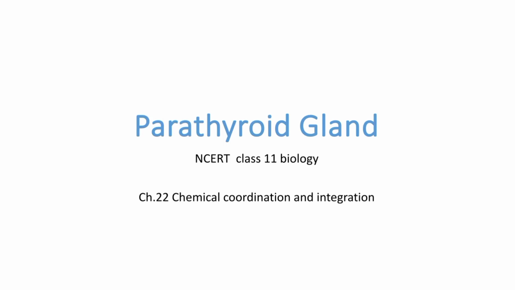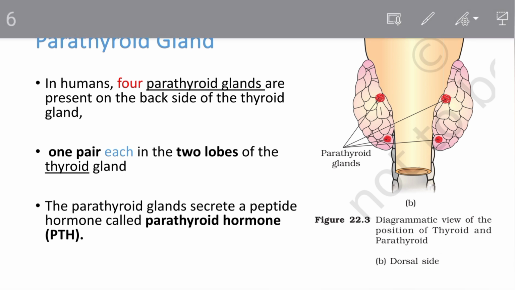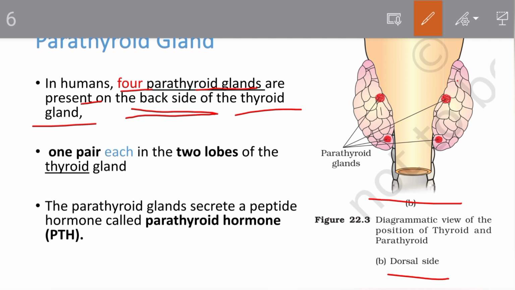Parathyroid gland. In humans, four parathyroid glands are present on the back side of the thyroid gland. So you can see this is the back side, or dorsal side, and this is the thyroid gland, and these are four parathyroid glands. One pair each in the two lobes of the thyroid gland.